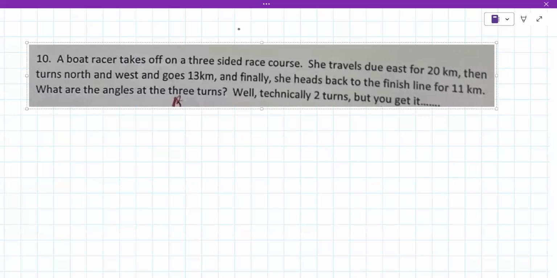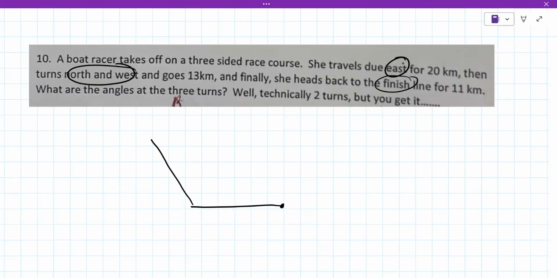Okay, so for the drawing here, you've got to have some sort of starting point. You kind of have to look backwards. Okay, east and then north and west and then back to the finish line. So 20 miles due east. North and west would actually be more like this, and then back like that. But it may not actually work with the sides when we get the angle.